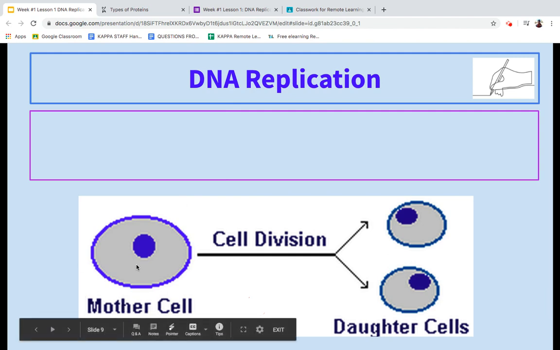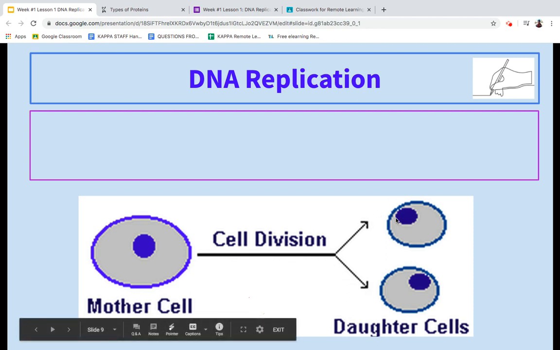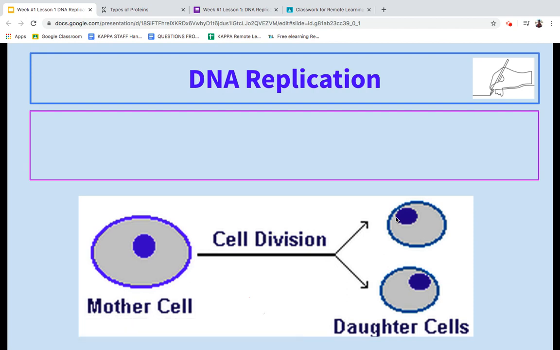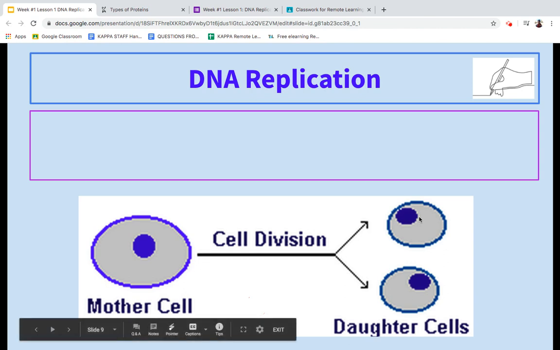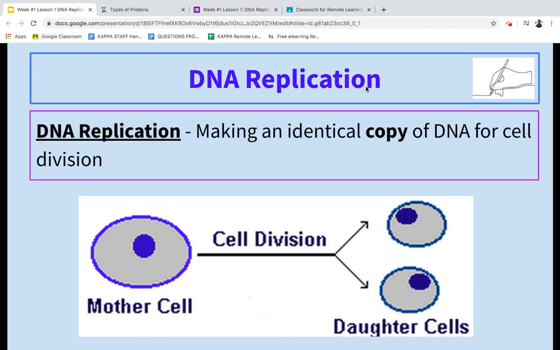If we look at our picture here, we have a mother cell going through something called cell division, and then what happens? It splits into two cells. So this cell divided, and now there are two identical copies of this cell. So DNA replication is making an identical copy of DNA for cell division. Now again, we see our icon over here, which means we should be writing this in our notes. Pause the video now so that you can go ahead and copy down that definition.